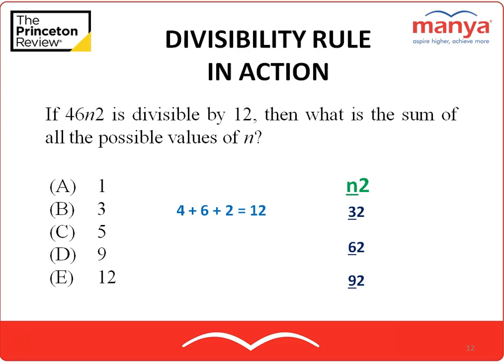The last two digits should be divisible by 4. 32 is divisible, yes. 62, no. 92, yes. Great. So the question was to find the sum of all possible values of n, that is 3 and 9 here. So 3 plus 9 equals 12. So the answer is 12.